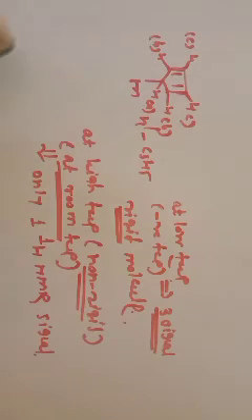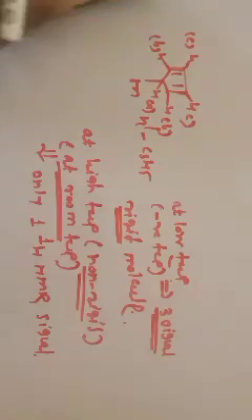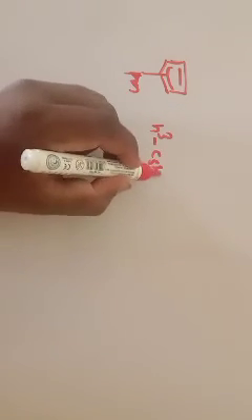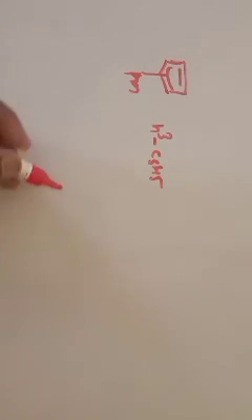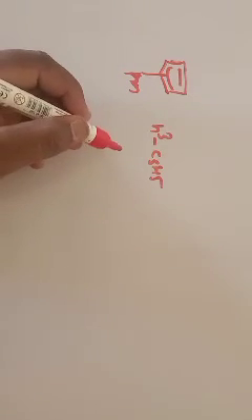Again, consider the second case, that is η1 C5H5, and when the hapticity is 3, this is η3 C5H5. Here these 3 carbons are attached to the metal atom. Its hapticity is 3, that is η3 C5H5. So in this case also, this ligand shows fluxional behavior.